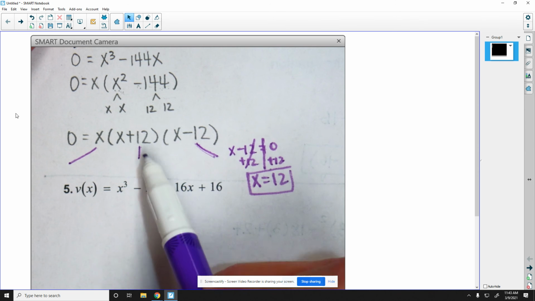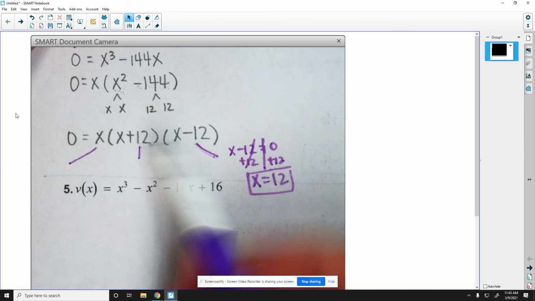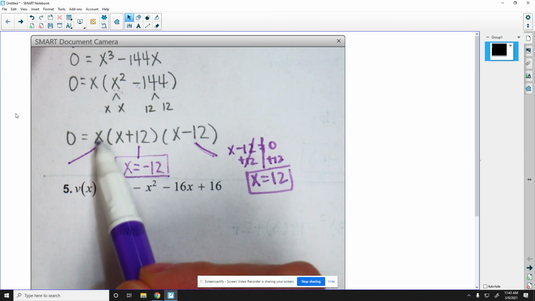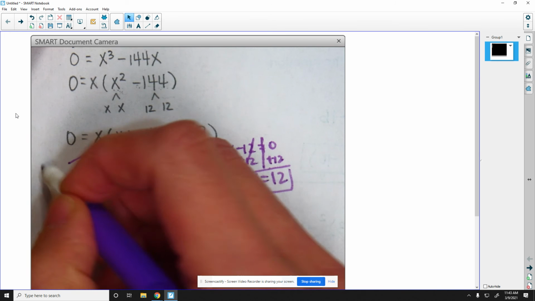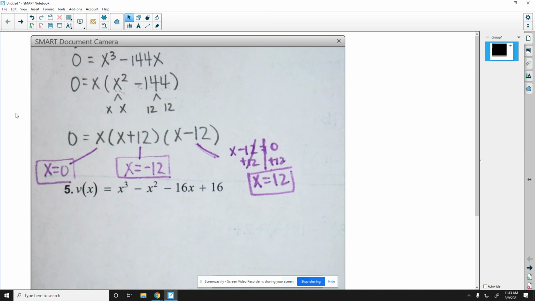Like I don't have to do it because I can kind of do it in my head. Right, this one, what does x equal? -12. And this one, what does x equal? Not 12, just 0, right? Because it just says x equals 0. So those are my zeros, those are my x-intercepts, those are my roots.